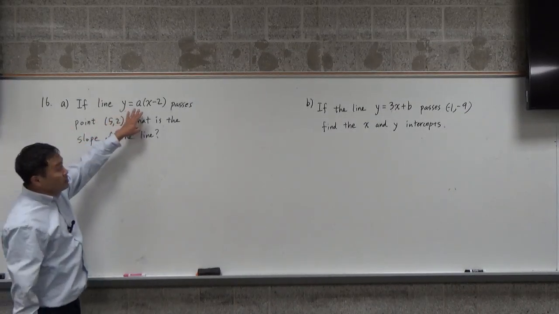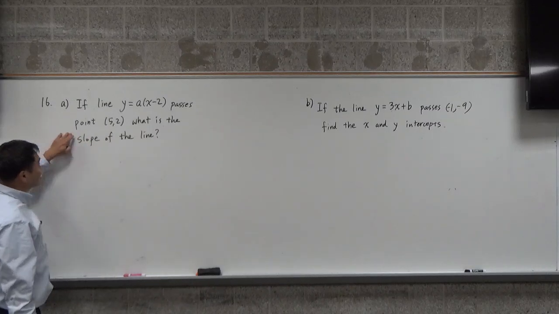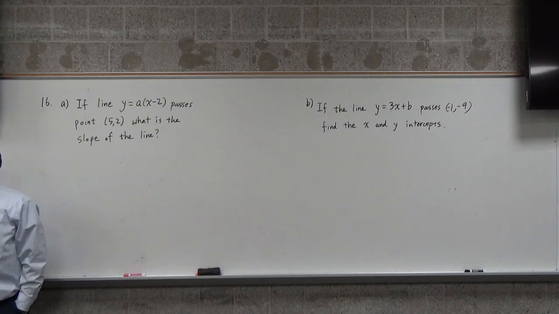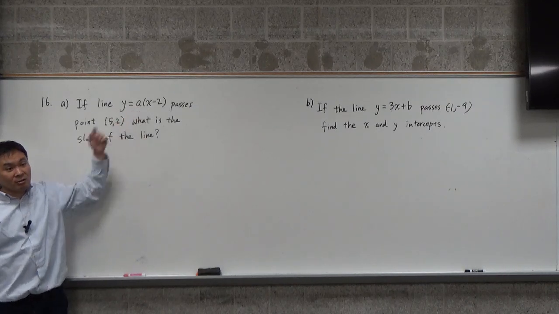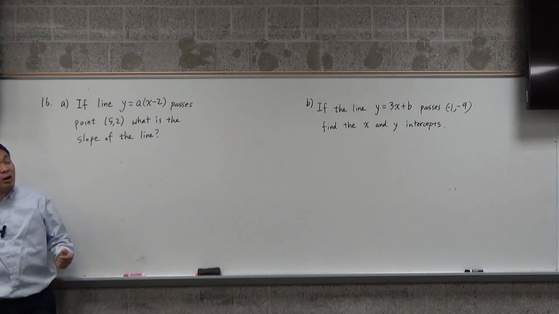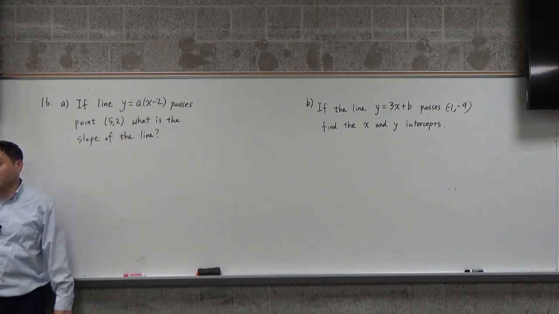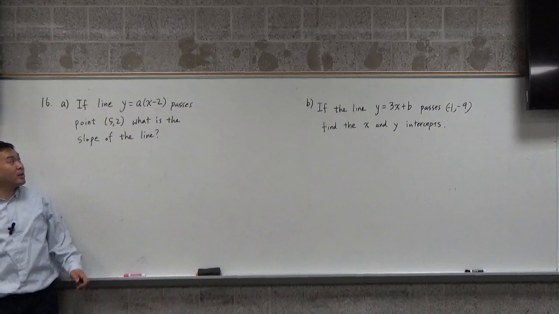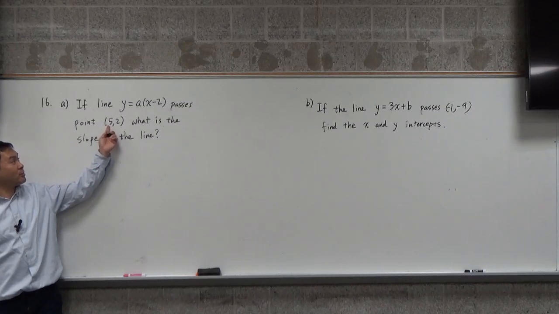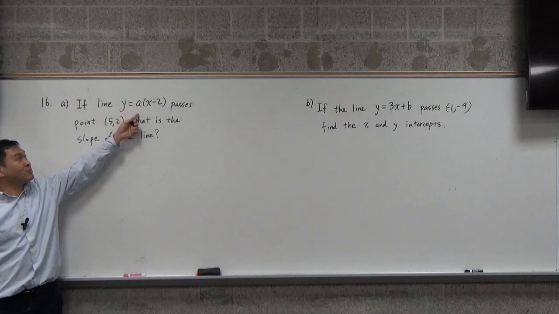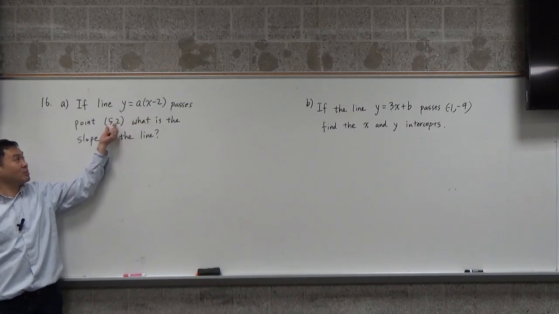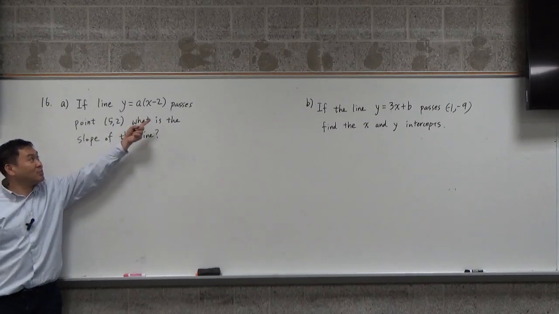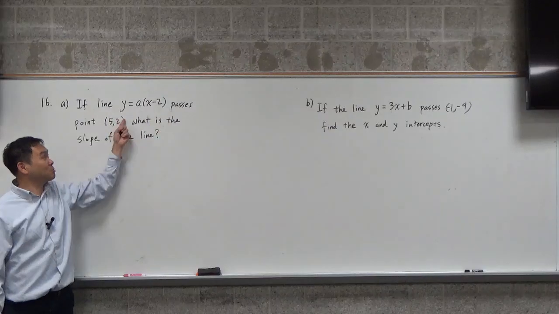If the line y equals a times x minus 2 passes through the point 5 comma 2, what is the slope of the line? Well, you're given a point on a graph. How do you know if a point is on the graph or not? Yeah, you plug it in. If you plug in the x as 5 and 2 as y, and if it satisfies the equation, that means this is a point on the graph. If it doesn't satisfy the equation, then it's not a point on the graph. But since it says it passes, it means it satisfies.